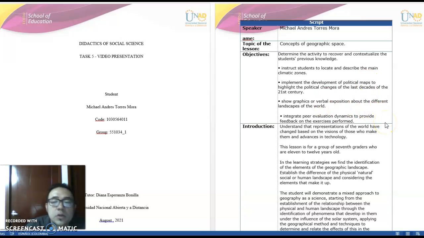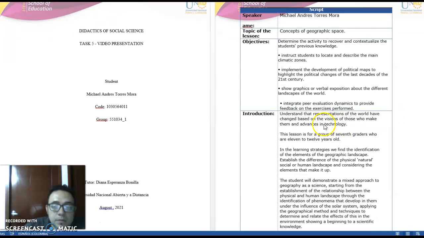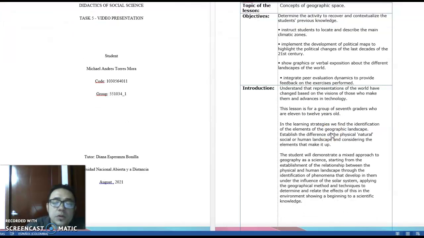The objective is to show graphics or verbal exposition about the different landscapes of the world, and finally to integrate peer evaluation dynamics to provide feedback on the exercise performance. Now, the introduction is to understand the representation of the world, also to change based on the vision of those who make them and advances of technologies.